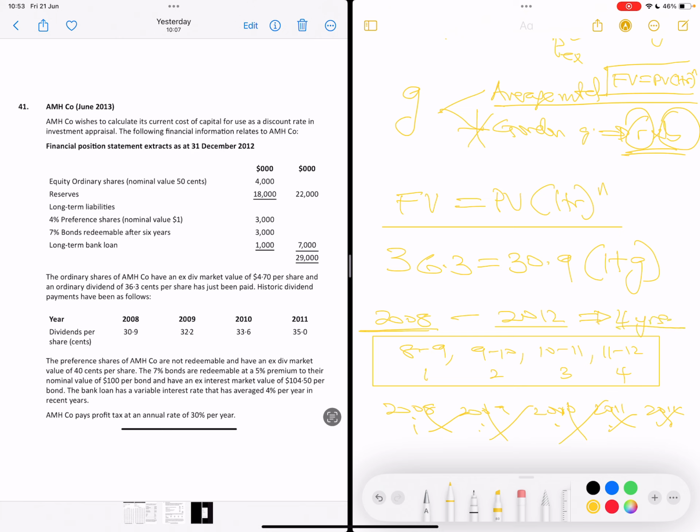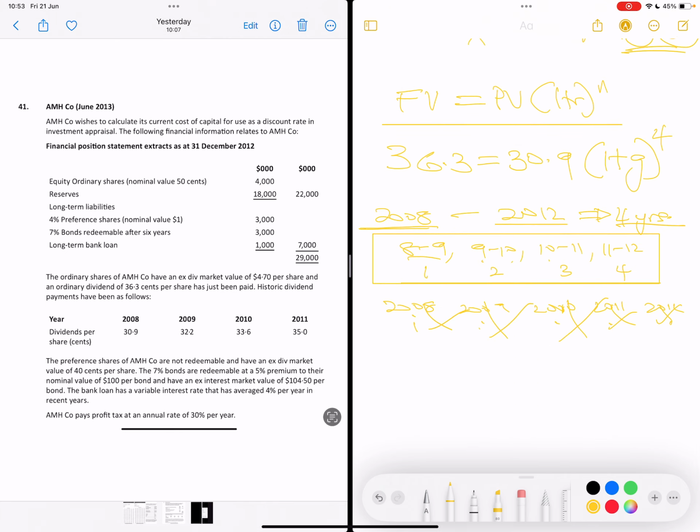And that is what I've broken down here, that you grow from 2008 to 2009, from 2009 to 2010, like that. You see that it's truly 4 years of growth. So that is raised to power 4. As simple as it is, I've marked student answer scripts and they've missed this type of question just by using the wrong number of years.